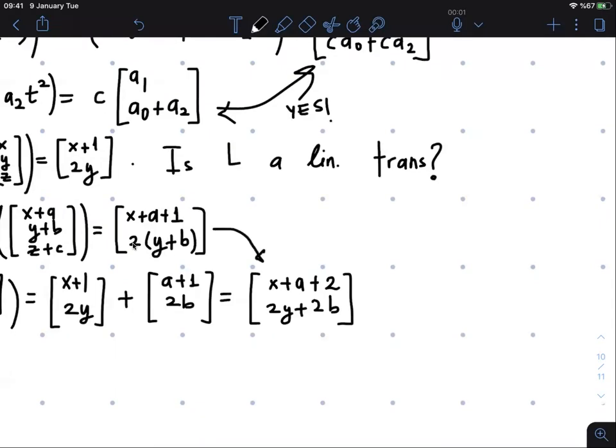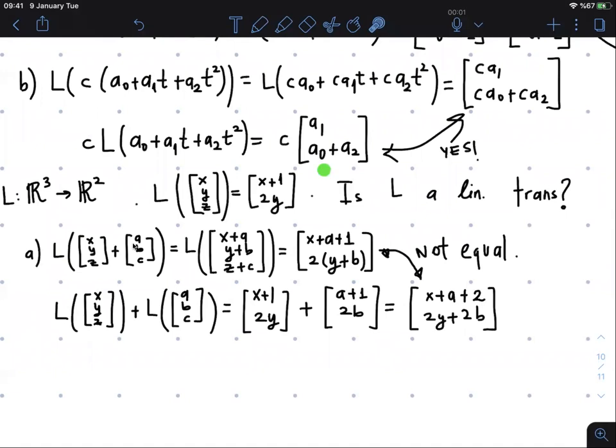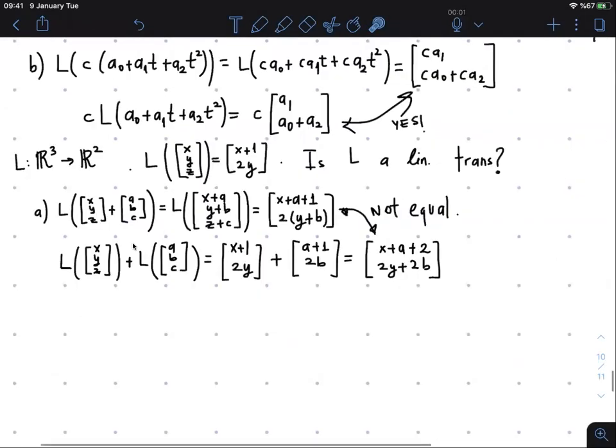In fact, they are never equal. They are not equal, right? Because the first component of this guy is 1 more than the first component of this guy. So they can never be equal, which means this is not a linear transformation. So you see what is destroying being a linear transformation is this extra factor plus 1. This 2 is okay. You see the second components, there is no problem in the second component, but there's a problem because of this plus 1.